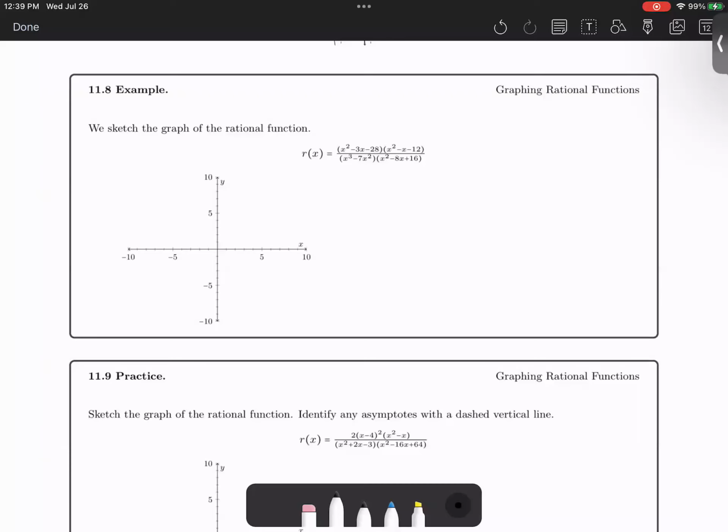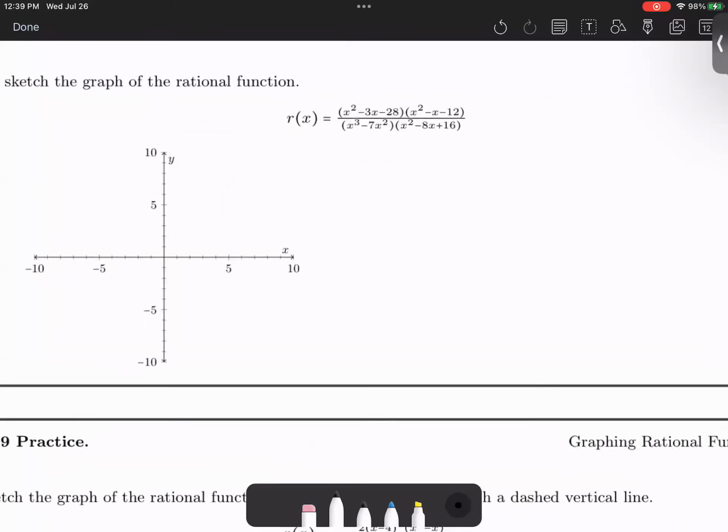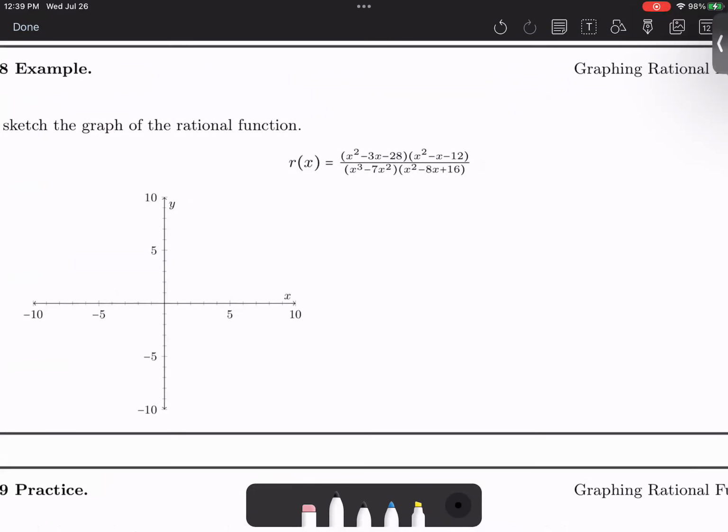Let's provide a sketch of the graph of a rational function using everything that we know. So zeros of the function, the y-intercept, zeros of the denominator or discontinuities, and end behavior. Whenever we start graphing rational functions, if we are interested in the zeros of the numerator and the denominator, then our best method of proceeding is to factor.